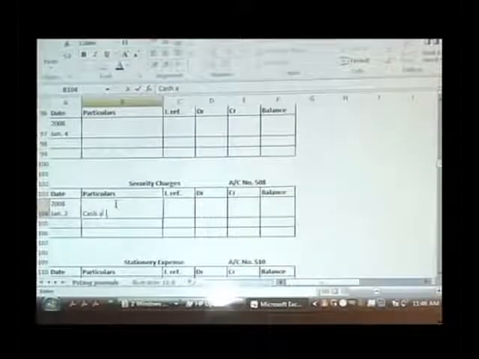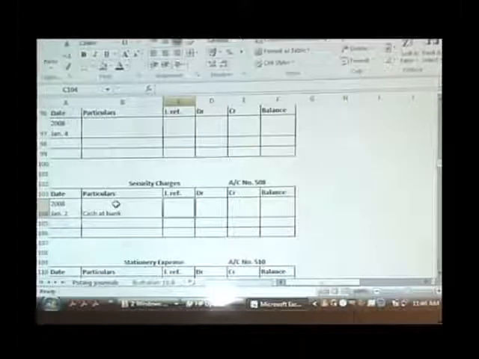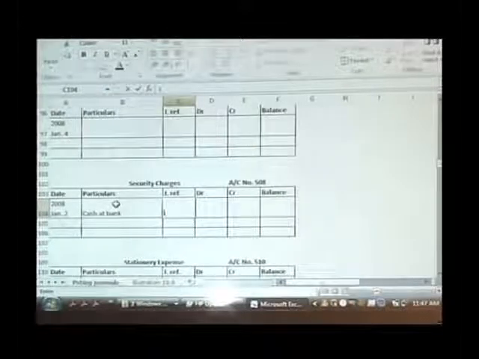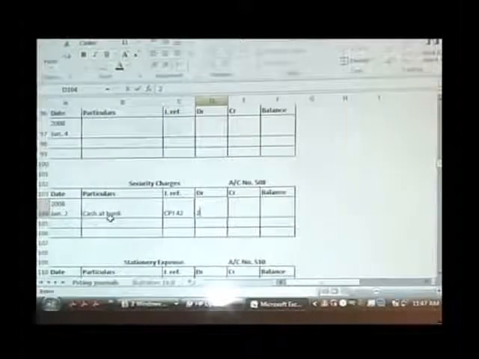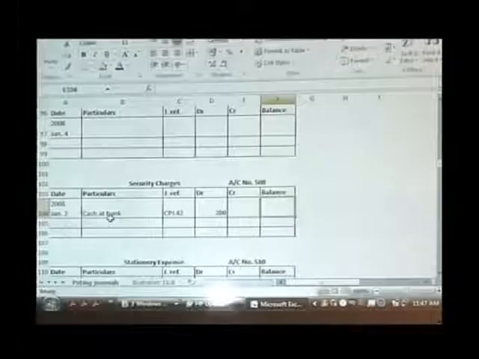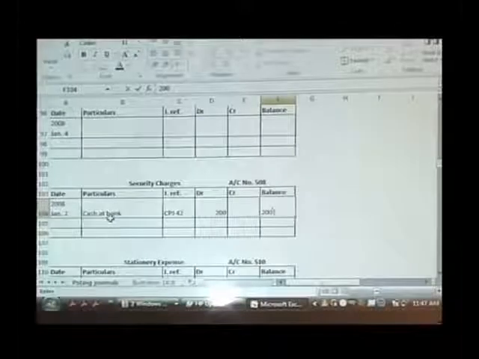Cash at bank. Journal reference CPJ 42, amount 200, balance 200, debit.